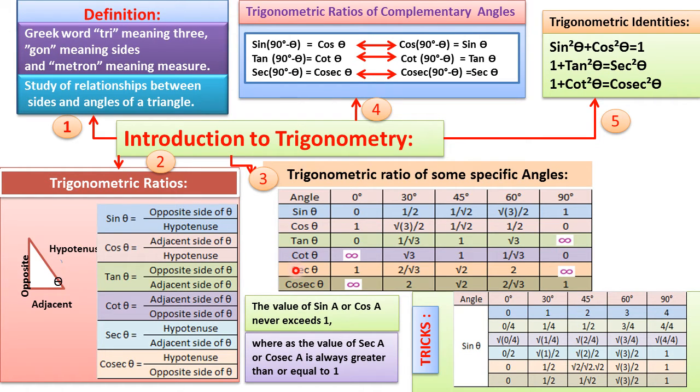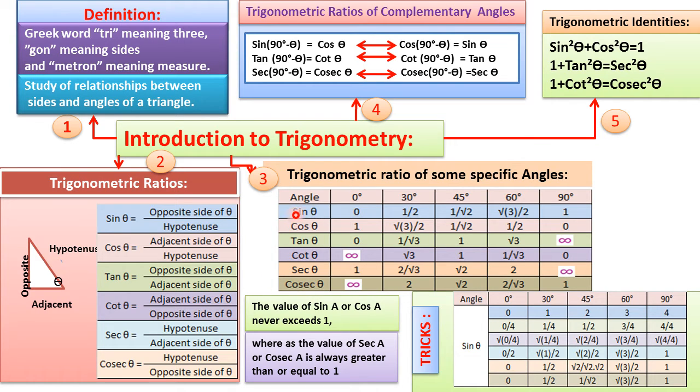Then sec theta, how to write for sec theta? As you know, the relation between sec theta and cos theta is again a reciprocal. So sec theta is nothing but 1 by cos theta. So just write 1 by 1, 1 by root 3 by 2 is nothing but 2 by root 3, and 1 by 1 by root 2 is nothing but root 2, and 1 by 1 by 2 is nothing but 2, and 1 by 0 is infinity, because sec theta is nothing but 1 by cos theta.